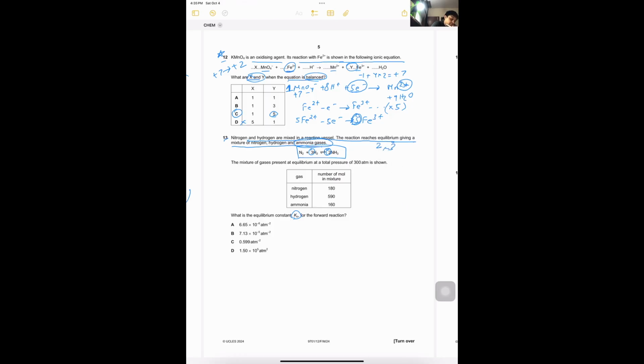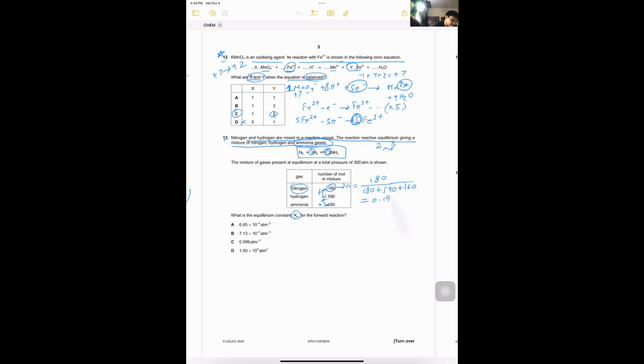So first we need to find out the mole fractions. Let's find out the n for this. I'm showing the calculation for one of them, and you can just get the idea for the others. It's the number of moles for one gas divided by the total number of moles, meaning the addition of these 3. This is all the theoretical thing you have to know. So 180 by 180 plus 590 plus 160, the mole fraction is 0.194.